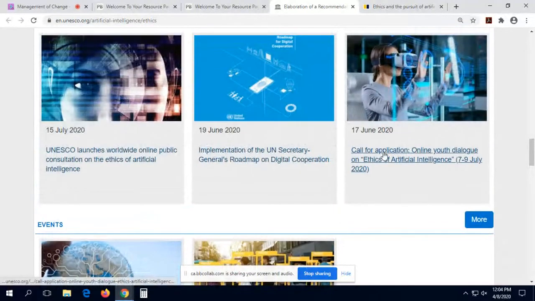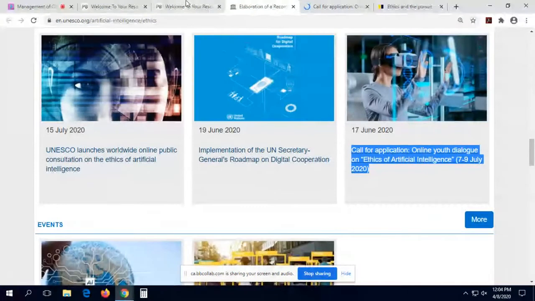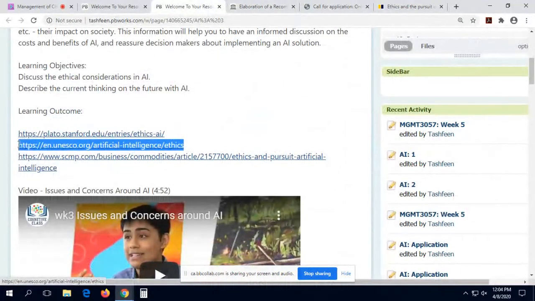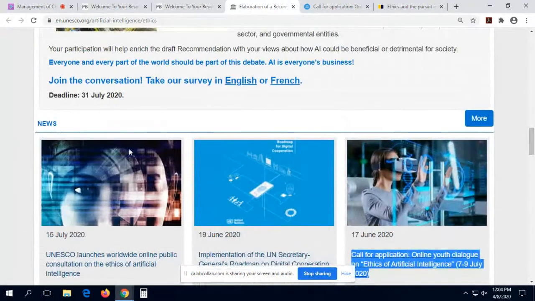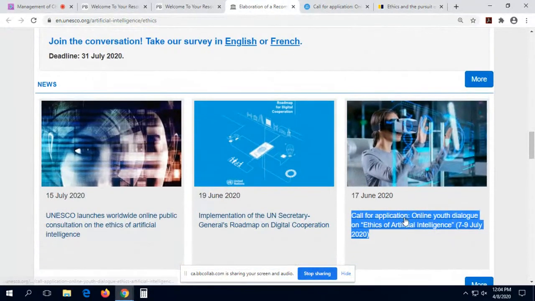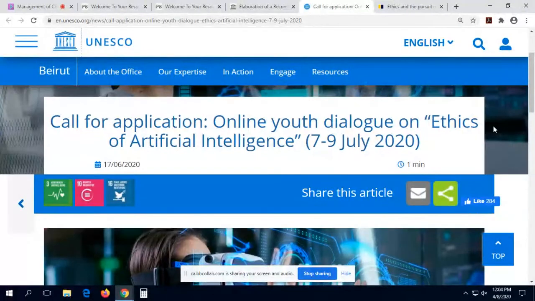I wanted to show you this quickly. There are so many things, but we need to maximize our time also. So when you are on this website, which is the second link, UNESCO, when you go to the lower bottom news section, you see this call for application, and you open it. This is what opens: call for application, online youth dialogue on ethics of AI.